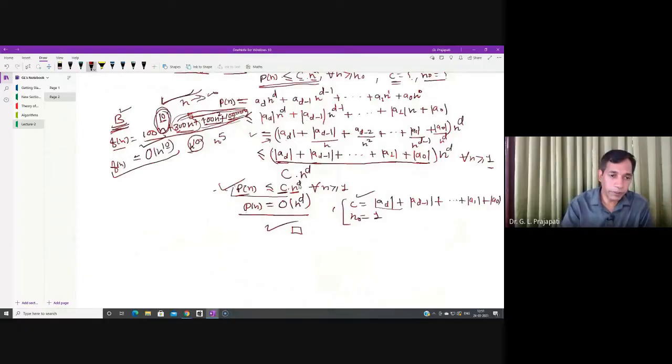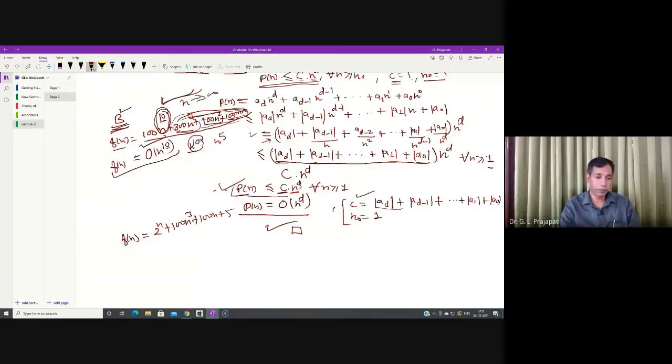Now, if you have a mix-up like this, if you have f of n is 2 raised power n plus 100 n cube plus 100 n plus 5, like this. So the intuition is the same. Here, actually, this is not a polynomial. This is what?